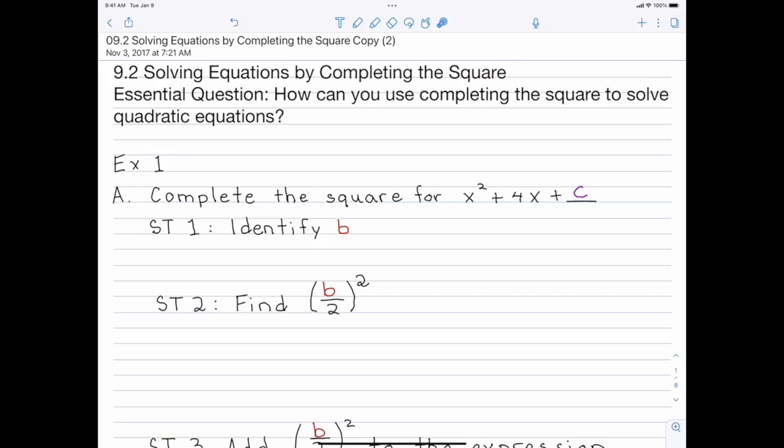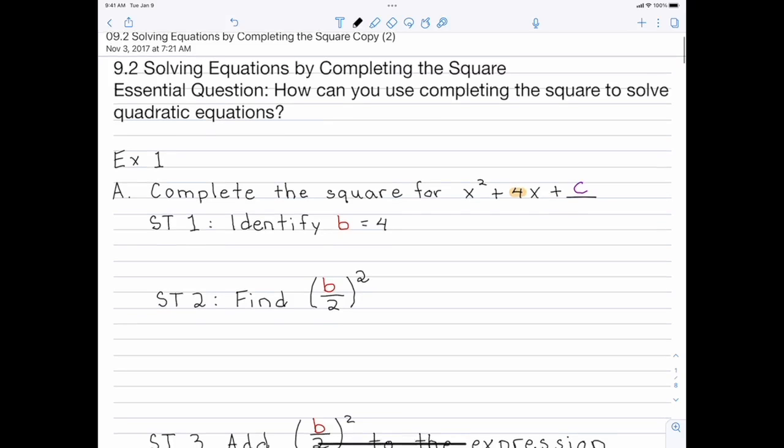Okay? So the first thing that we do when we complete the square is we identify b. So I have this quadratic. It's got to be a quadratic, right? It's got to be squared here on the highest term. And again, we identify b. b is the number in front of x. So in this case, I think you guys would agree, b is 4. Step 1, easy peasy, right? Just identify b.